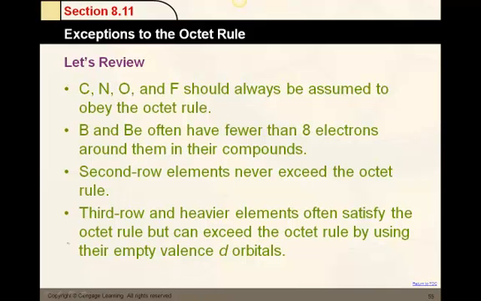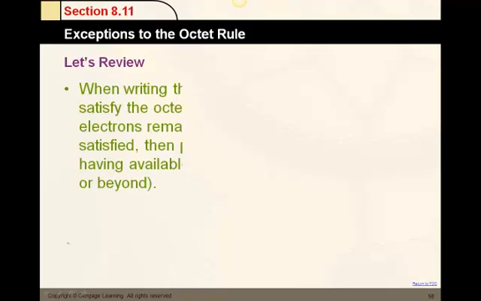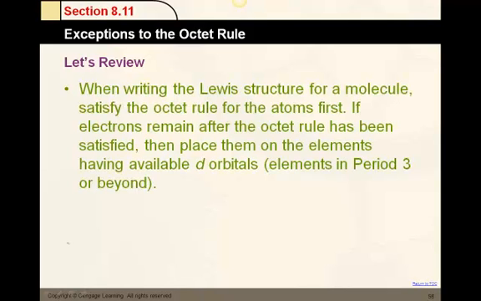Third row and heavier elements often satisfy the octet rule, but can exceed the octet rule by using their empty valence d orbitals. As I said in a previous discussion, the paired electron can be separated and be promoted to the d sublevel. When writing the Lewis structure for a molecule, satisfy the octet rule for the atoms first. The electrons that remain after the octet rule has been satisfied, then place them on the elements having available d orbitals, those in period 3 or higher.